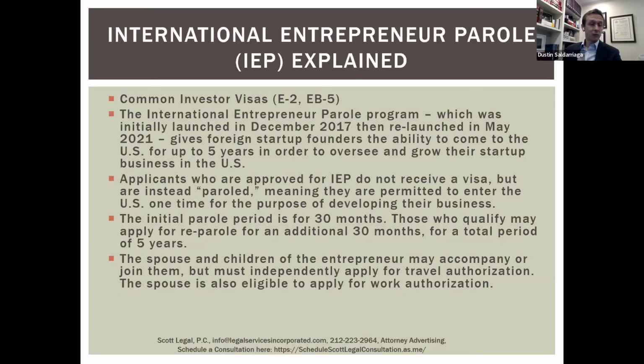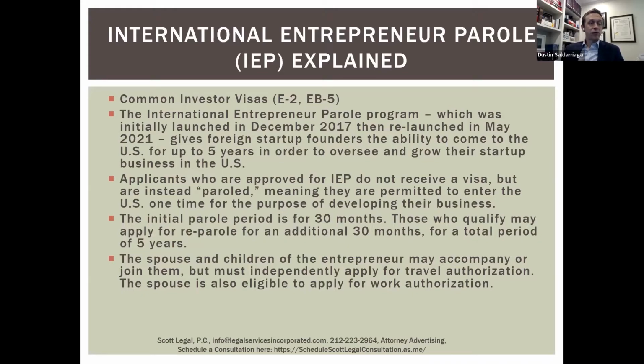Parole is also highly discretionary. So if the border officer decides not to let you in, that really cannot be appealed. So those who receive IEP are essentially paroled into the US for the specific purpose of developing their startup business. The initial parole period is 30 months, 2.5 years. Those who qualify can reapply for another 30 months for a total period of 5 years of parole.